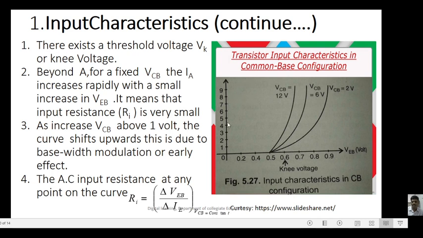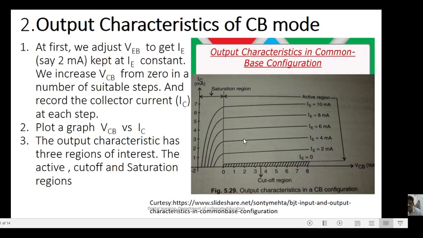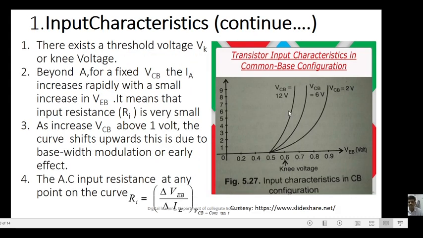Here the curve shows the input characteristics in CB mode configuration. VCB, the current is taken along the y-axis and voltage is taken along the x-axis. So knee voltage, that means up to 0.5 volts, there are no electrons emitted, that is, electrons are not excited.